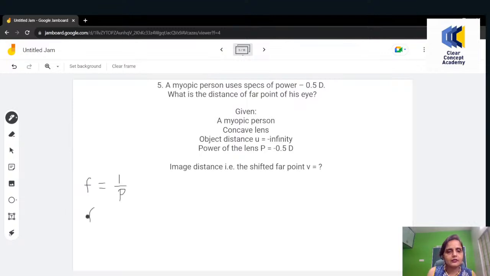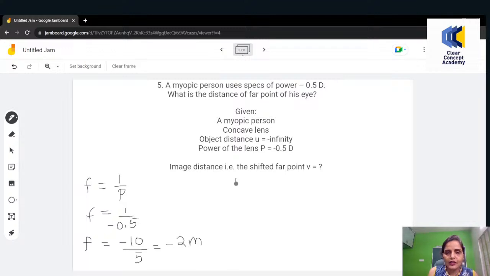Therefore, f is equal to 1 upon minus 0.5. You need to shift the decimal point one place to the right, so the numerator has a 0 added. So it is minus 10 upon 5, which is nothing but minus 2 meter. Now you have the focal length and the object distance, so it is easier to find the image distance using the lens formula, and that will give us the distance of the shifted far point.